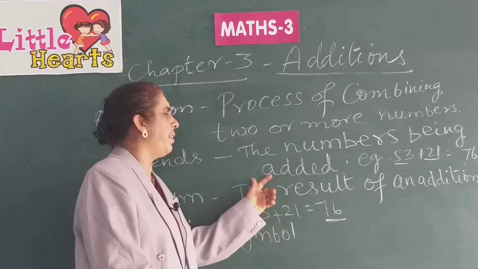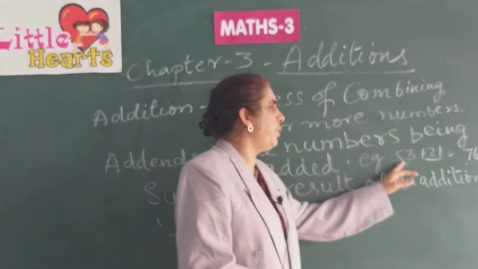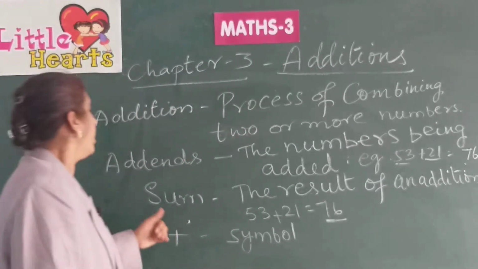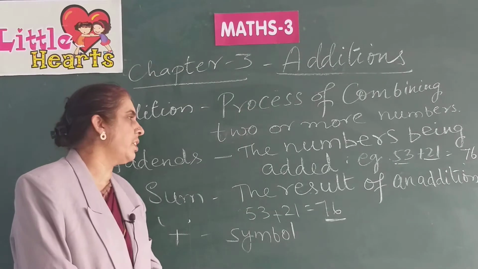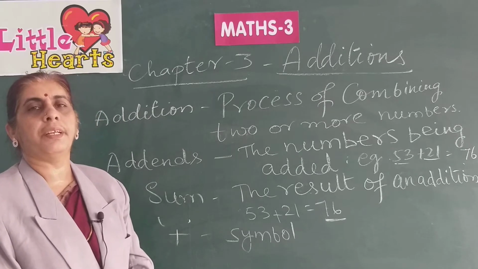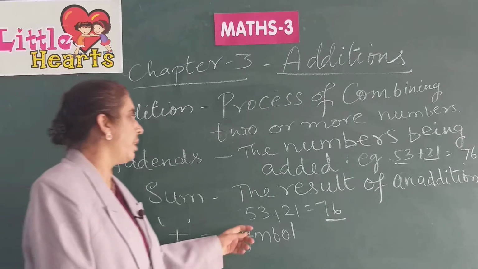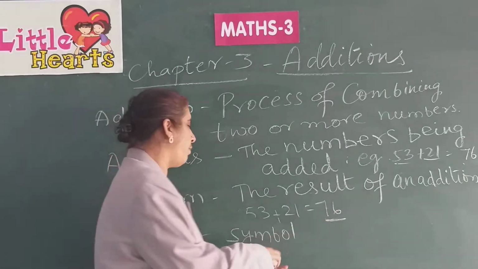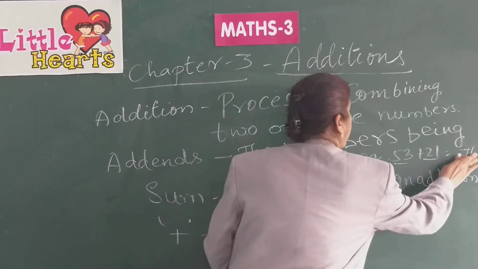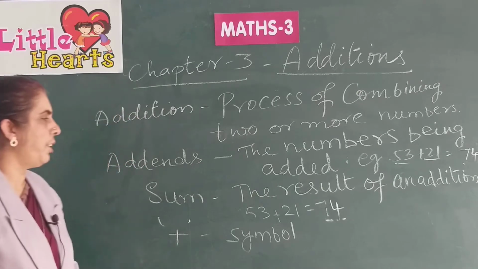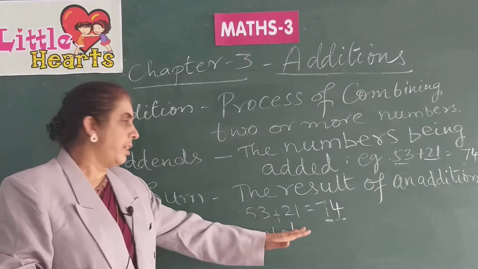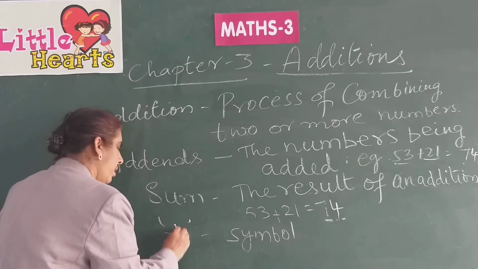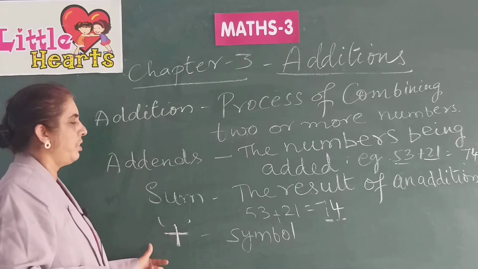The numbers being added are known as add-ins. Example, 53 plus 21 is equal to 74. 53 and 21 are add-ins. Sum is nothing but the result of an addition. The answer we get after addition is called sum. In this, 53 plus 21 are add-ins, and the answer we got, 74, is the sum. And we use the symbol plus for addition.